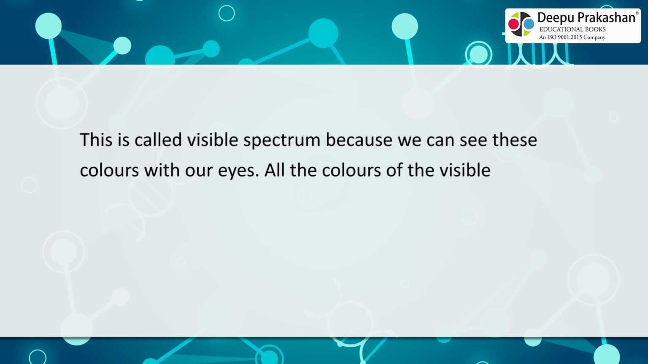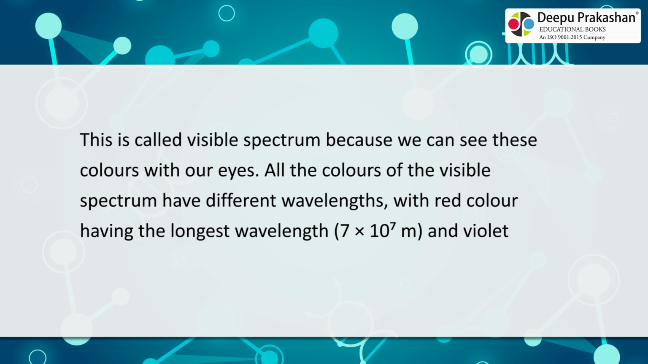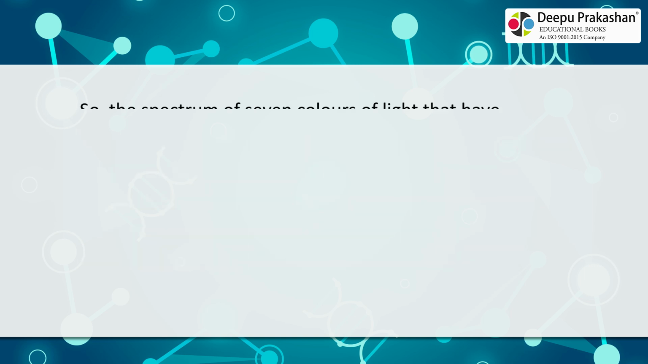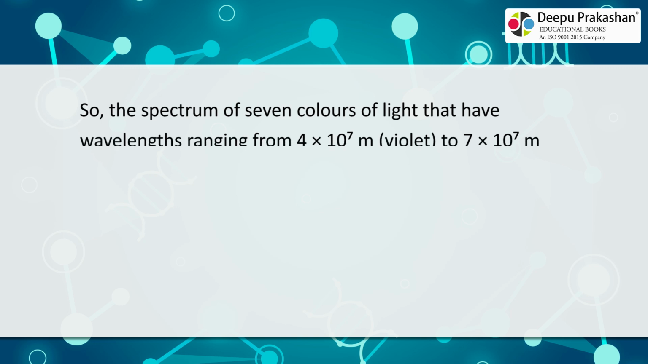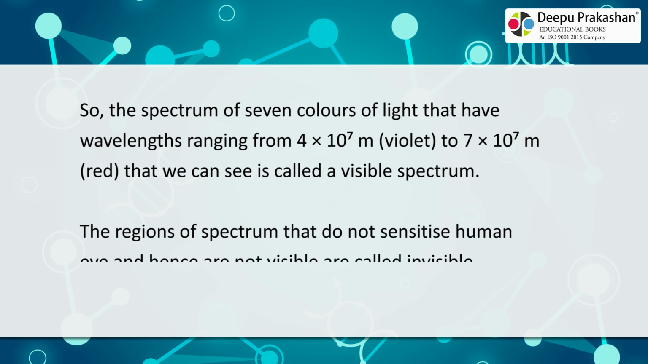All the colors of the visible spectrum have different wavelengths, with red color having the longest wavelength, 7 × 10^-7 meters, and violet color having the shortest wavelength, 4 × 10^-7 meters. So, the spectrum of 7 colors of light that have wavelengths ranging from 4 × 10^-7 meters, violet, to 7 × 10^-7 meters, red, that we can see is called a visible spectrum. The regions of spectrum that do not sensitize the human eye and hence are not visible are called invisible spectrum.